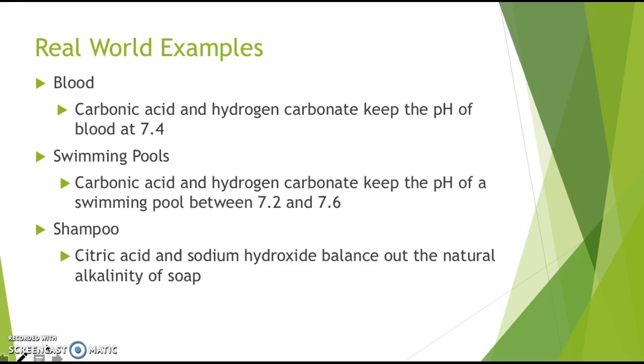The same buffer in blood is also in swimming pools, keeping the pH between 7.2 and 7.6, so the water does not irritate people's skin. Lastly, citric acid and sodium hydroxide in shampoo balance out the natural alkalinity of soap. Otherwise, the shampoo could easily burn your scalp.